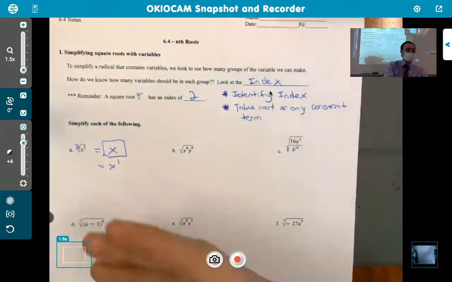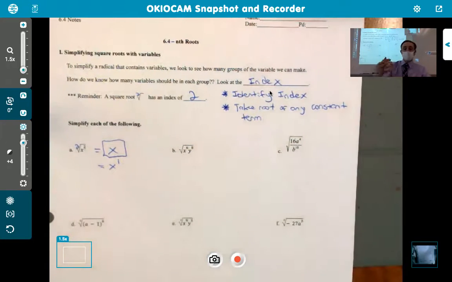So if the index is 2 or 3, we take the square root or the cube root of that number and then work on the variables next, right? We're going to see some examples of that as we progress through our own practice. But let's make sure that we remember to take the root of that constant term before we do anything else, right? If it's not there, we move on to the variables, which is our third step.